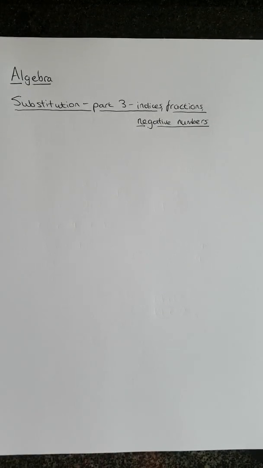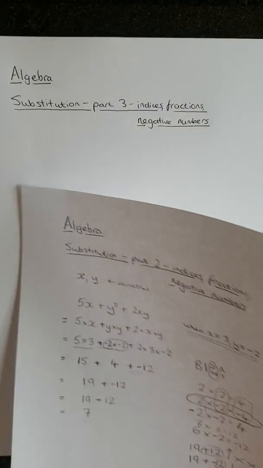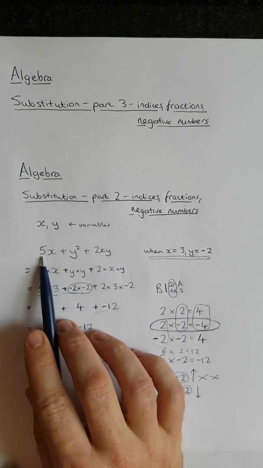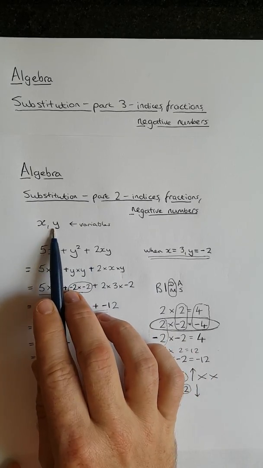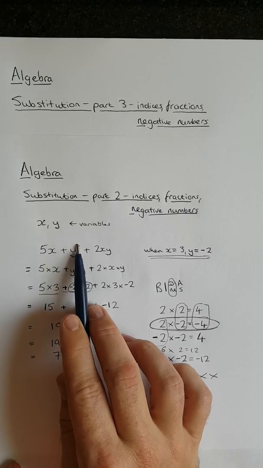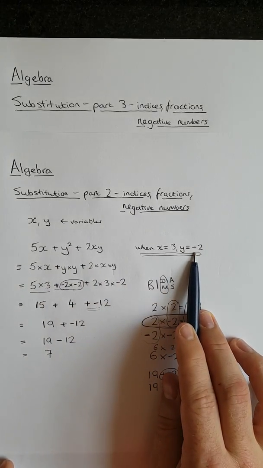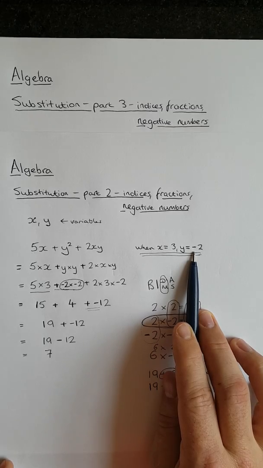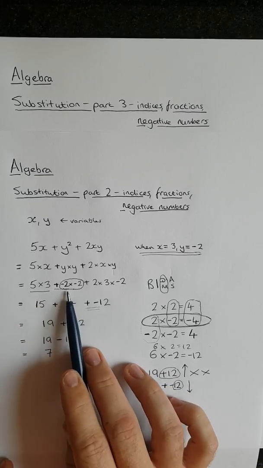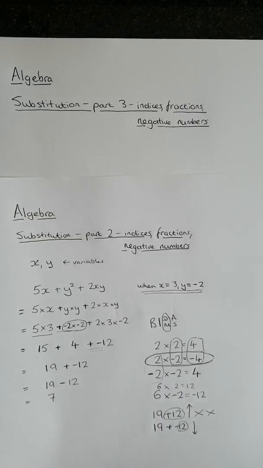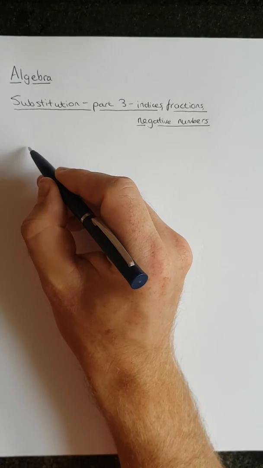Part 3 of substitution, we're going to tackle some more difficult problems. Just a reminder of what we did in part 2. We looked at an expression with two variables, x and y, indices, and we tackled y being a negative number. We had to deal with BIDMAS and multiplying and adding negative numbers. So, let's go again.